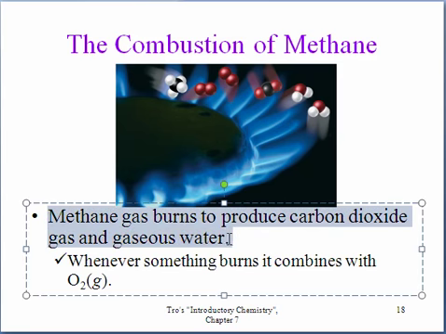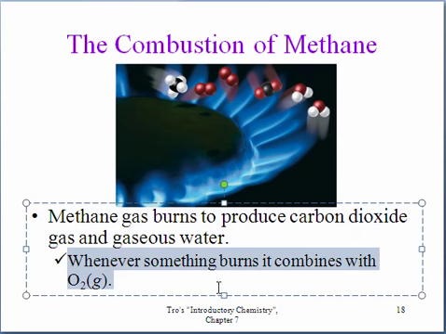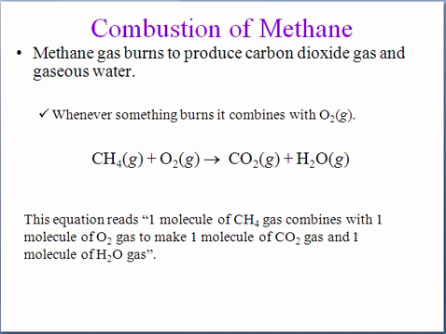Methane gas burns to produce carbon dioxide gas and gaseous water. From this statement, we can actually write a chemical equation. We just need to remember that whenever something burns, it is reacting with oxygen. And we also want to remember that oxygen is a diatomic element that exists as a gas at ambient conditions. So here's the statement again. We remember that when something burns, it reacts with O2.